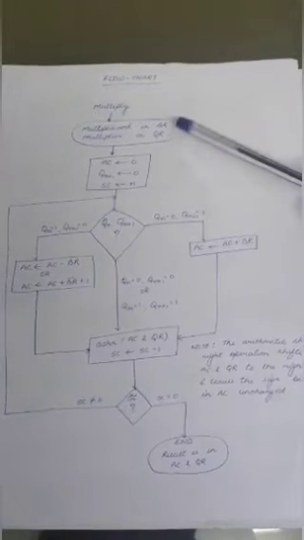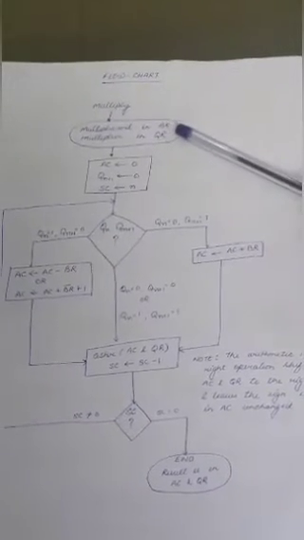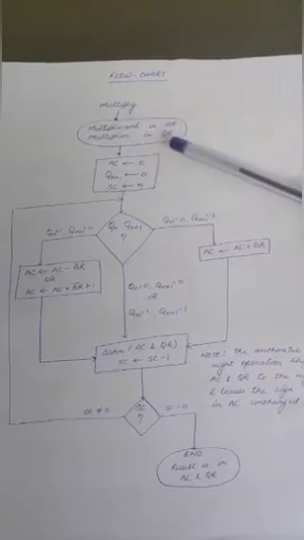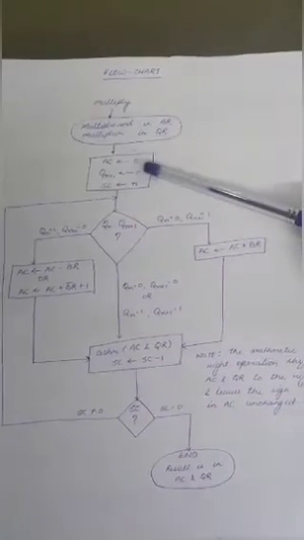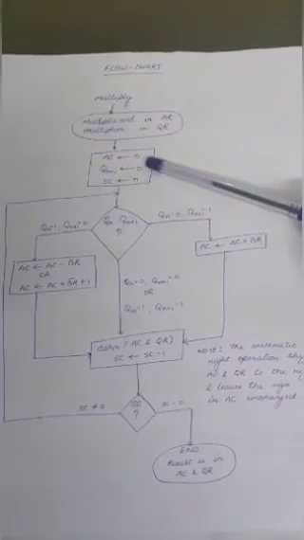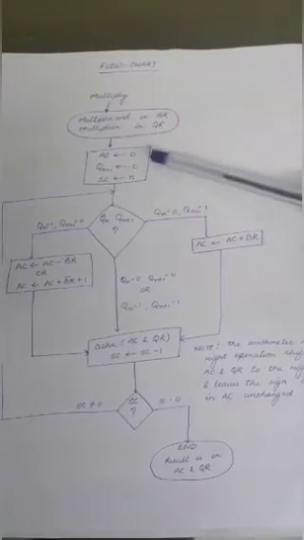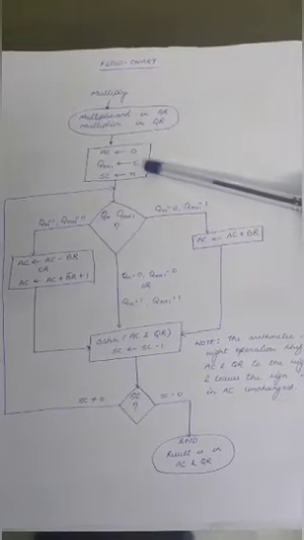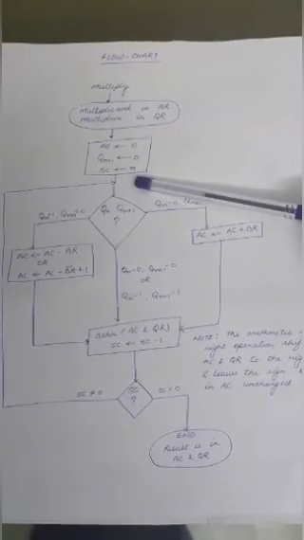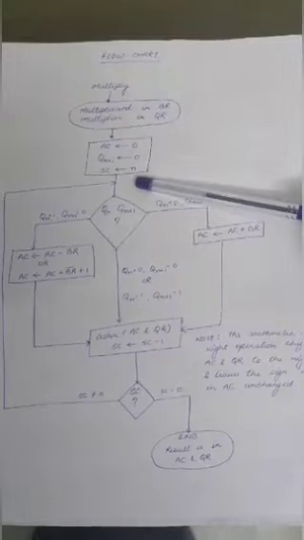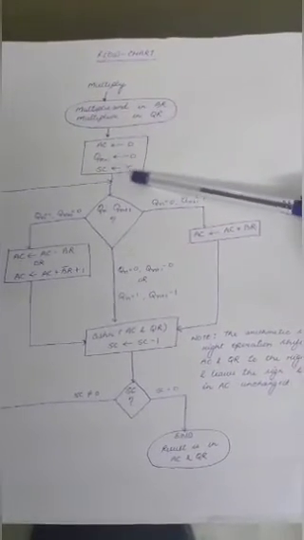Initially, I need to have my multiplicand in the register BR and my multiplier in my register QR. AC, which is going to hold the partial product, is initially set to 0. Qn plus 1, that is the previous bit, is again initially 0. SC, the sequence counter, will be set to the total number of bits in the multiplier. So I need to set these three things initially.